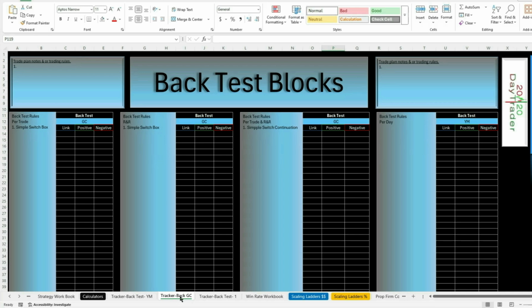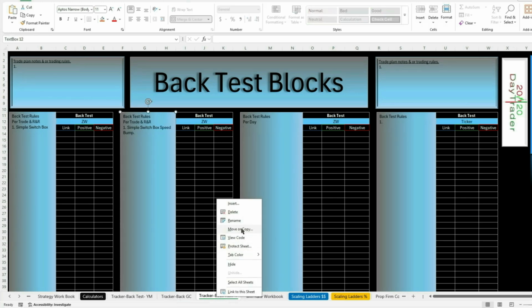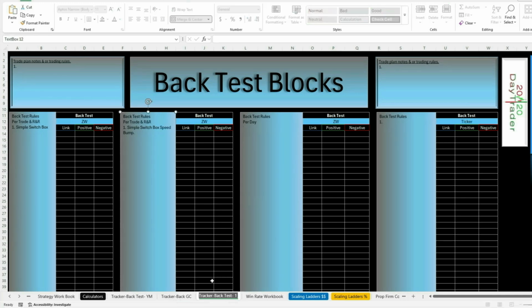Down here, I created a tab for each ticker I'll be trading. So I just need to rename this one, rename, and that is going to be ZW. Oops, I don't want to do that. No. All right, I'll just do it this way. Tracker, backtest, and then ZW. All right, there we go.